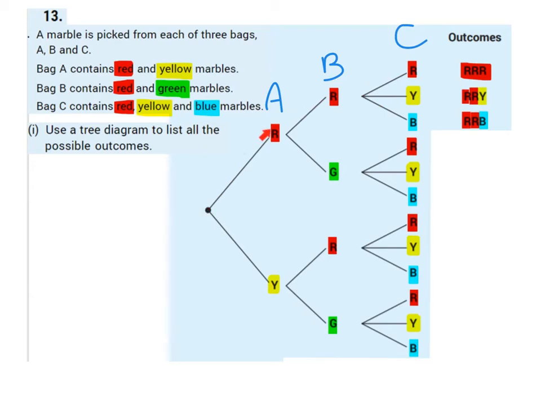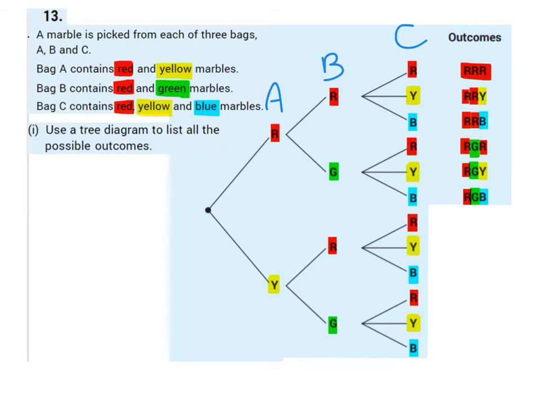But what if we had chosen red from bag A and green from bag B? Then we would have 3 more possible outcomes. So red from bag A, green from B, and then red from C. So that gives us RGR. Or we could have chosen red from A, green from B, and Y from C. So RGY. Or we could have chosen red from A, green from B, and blue from C. So RGB.